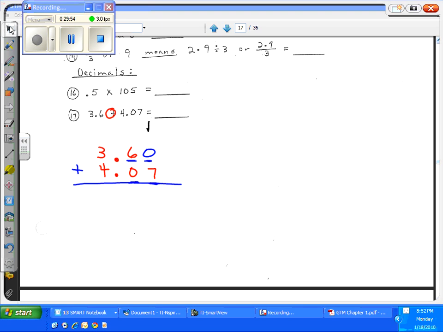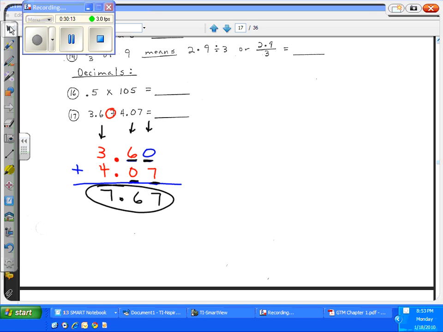We're going to add in the hundredths place, 0 plus 7 hundredths is 7 hundredths. Now we add in the tenths place. 6 tenths plus 0 tenths is 6 tenths. Now we add in the wholes place. 3 wholes plus 4 wholes is 7 wholes.